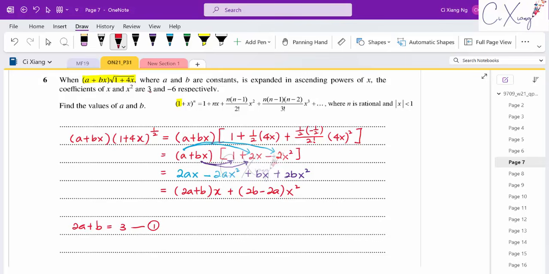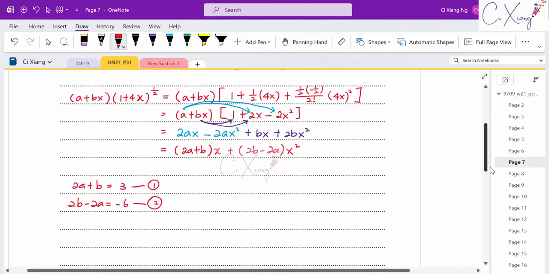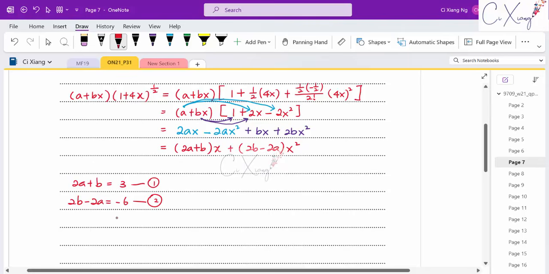Then how about the coefficient of x squared? For the coefficient of x squared, we have 2b minus 2a, and it equals negative 6. So 2b minus 2a equals negative 6. This is my second equation. Then I think for the further steps, you should know how to solve it, how to get the values of a and b. Basically, you can solve the simultaneous equations.